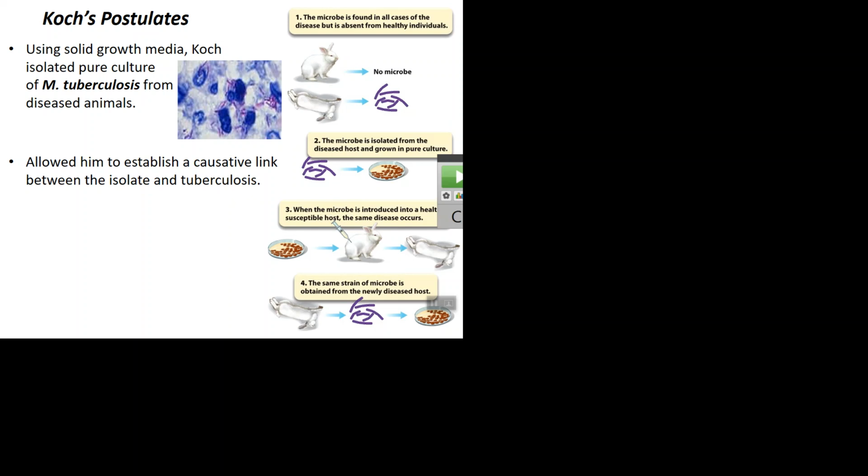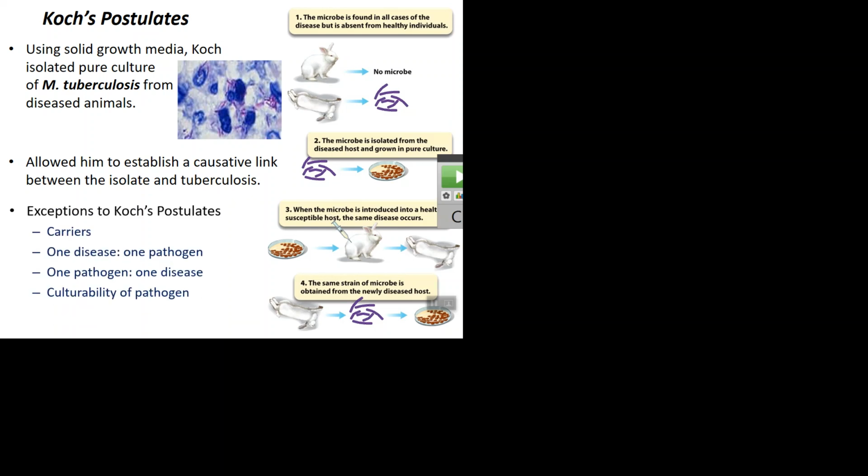In our country, it's the CDC, Center for Disease Control in Atlanta, that follow this model. But of course, we have knowledge, okay, of knowing about carriers, that you can have healthy people that carry the pathogen. That the one disease, one pathogen doesn't necessarily apply in all cases, okay? Or even one pathogen, one disease. You can have multiple pathogens causing disease.